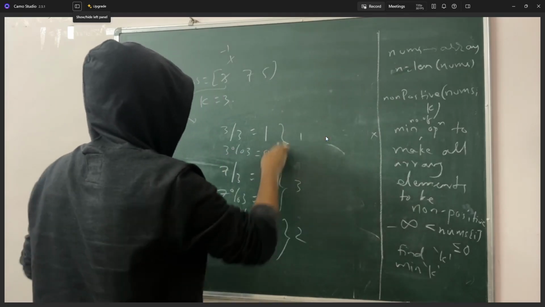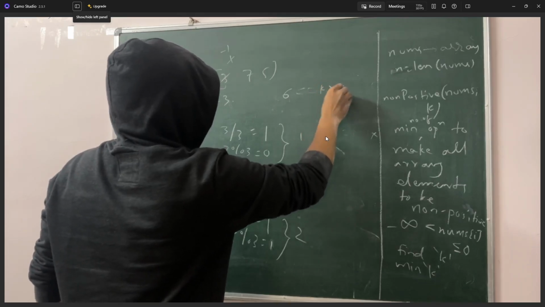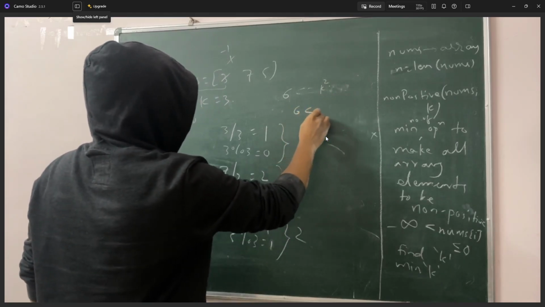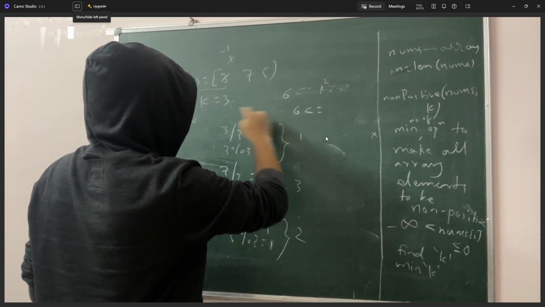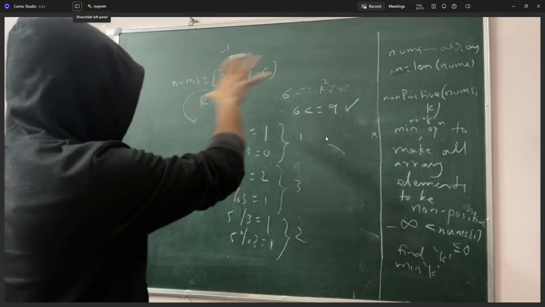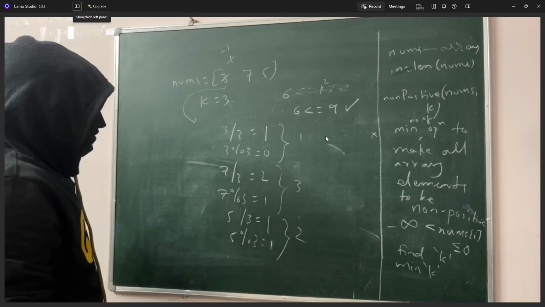Let's check it. 6 is less than or equal to k square. They have asked this in the question, so I was writing k into k. 6 is less than or equal to 3 into 3, which is 9. It is true. So this is the smallest k wherein this condition holds good. Okay, so I think you guys have understood how to solve this.